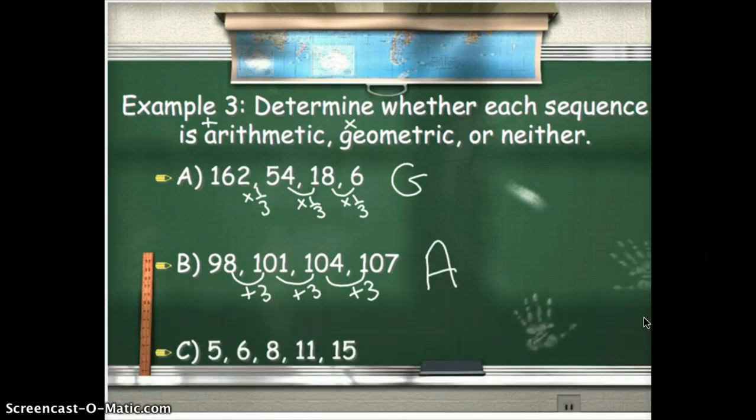Okay? So this one: 5, 6, 8, 11, 15. If I try adding, I could add 1 from 5 to 6, but then I have to add 2 from 6 to 8. So it's definitely not arithmetic. If it's geometric, to get from 5 to 6, I could multiply by 1.2. To get from 6 to 8, I'd multiply by 1.3 repeating. So it's not the same number, so it's not geometric either, so this is neither.